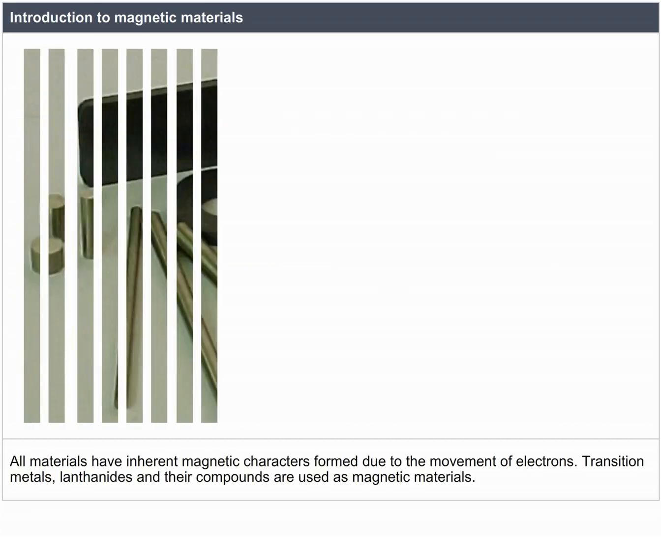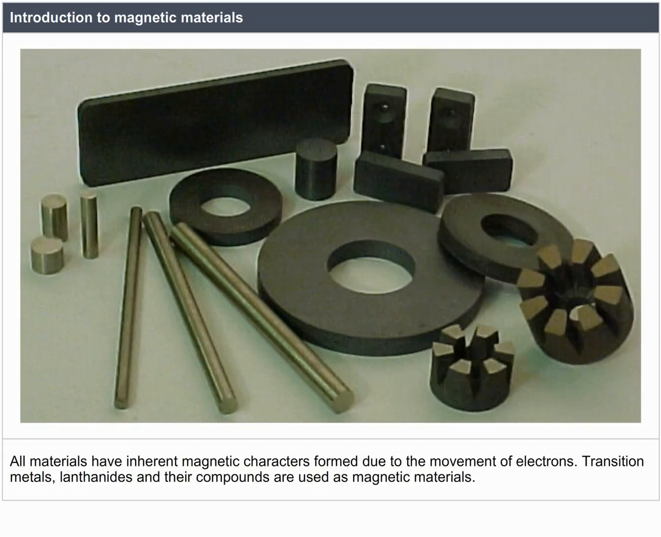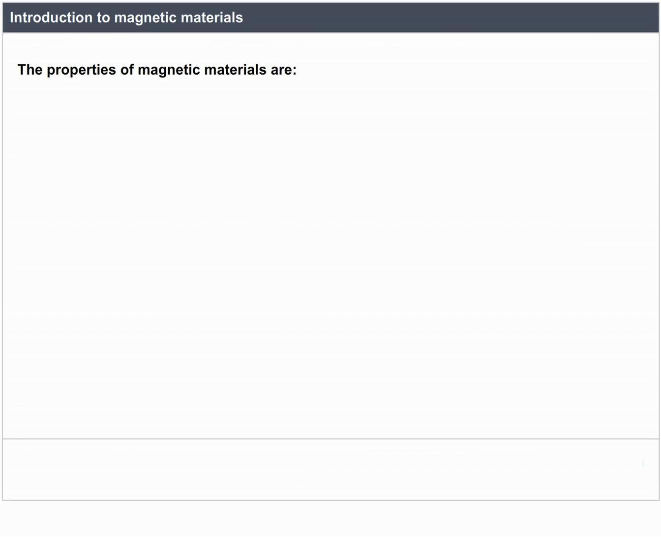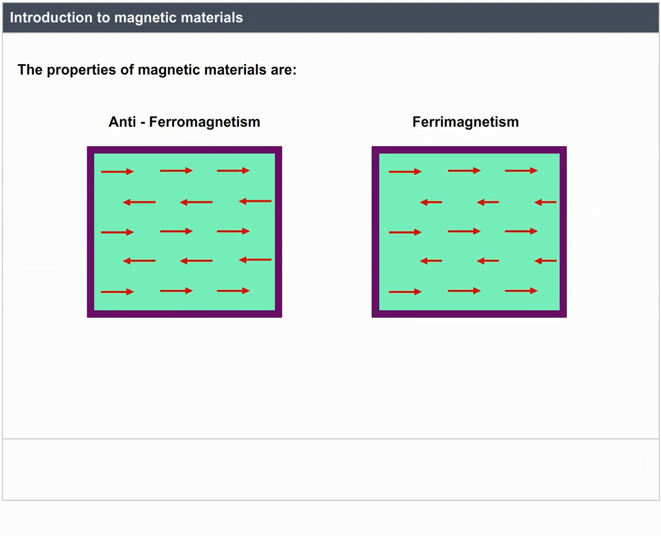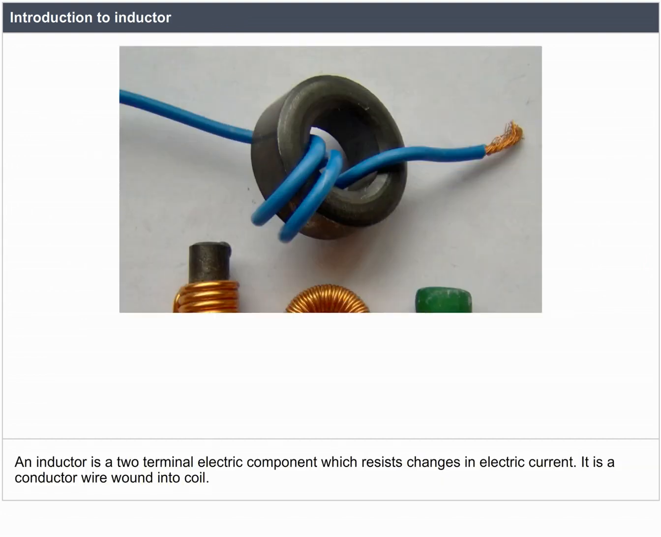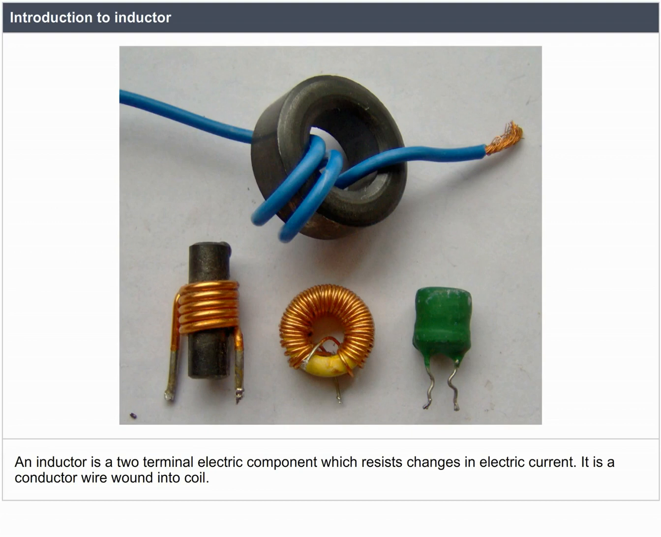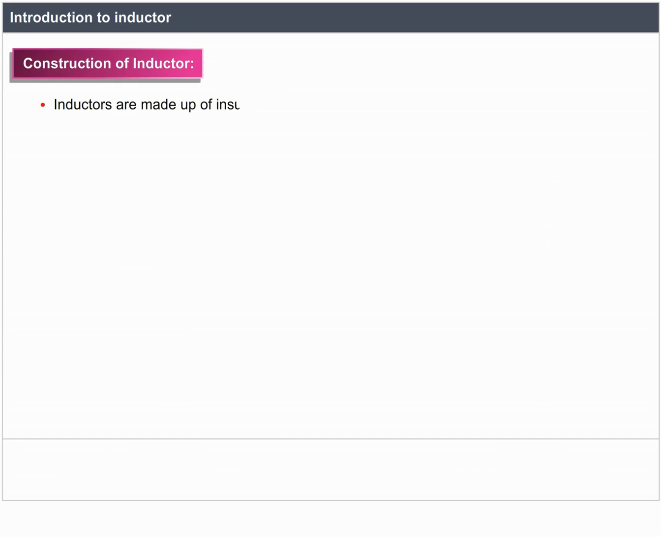Introduction to magnetic materials. All materials have inherent magnetic characters formed due to the movement of electrons. Transition metals, lanthanides and their compounds are used as magnetic materials. The properties of magnetic materials are paramagnetism, ferromagnetism, antiferromagnetism, ferrimagnetism. Introduction to inductor. An inductor is a two-terminal electric component which resists changes in electric current. It is a conductor wire wound into a coil. Construction of inductor. Inductors are made up of insulating wire like copper wire wound on a plastic or ferromagnetic material. The inductor symbol is shown in the diagram.